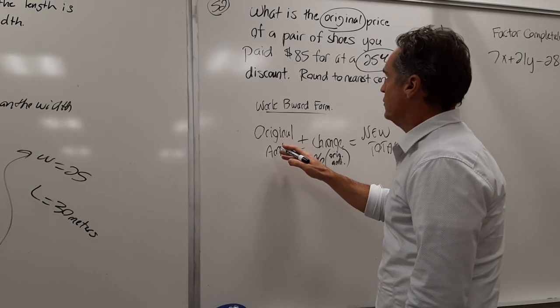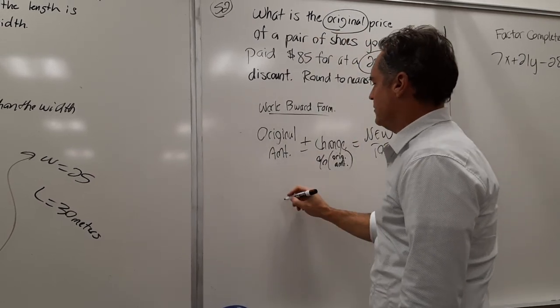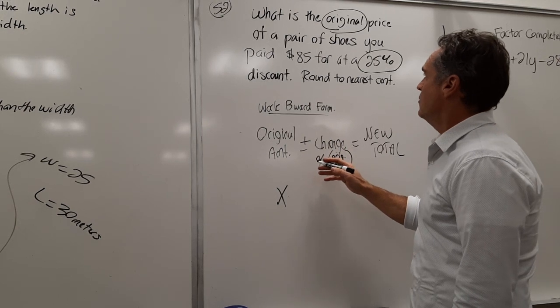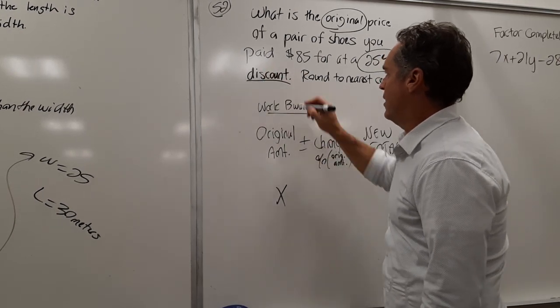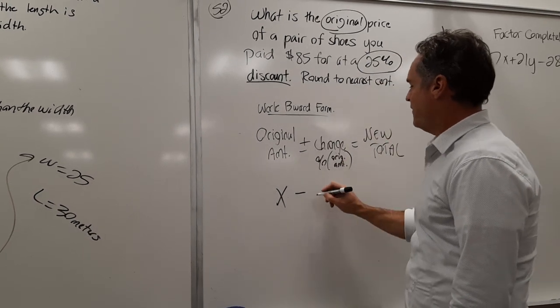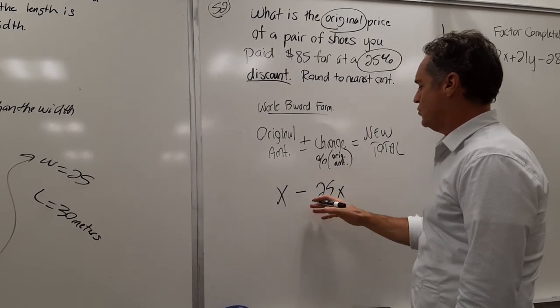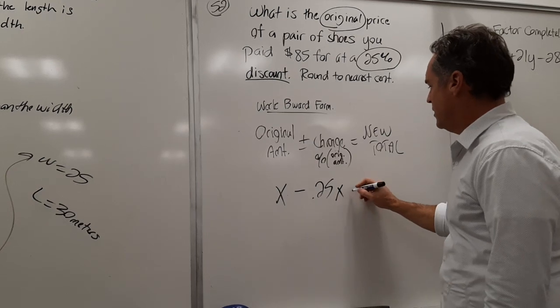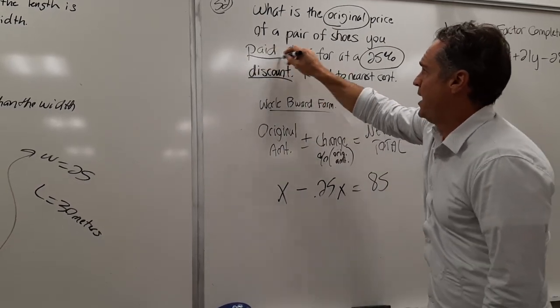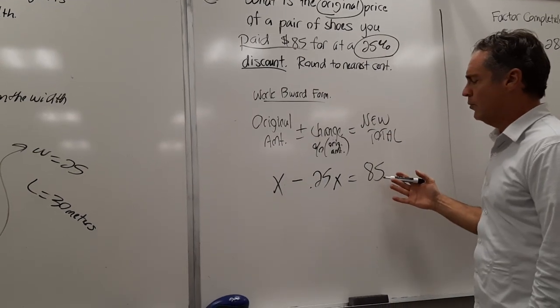We don't know the original amount. This is what is the original price, so that is x, that's the unknown. Are we adding or subtracting? Well, it says here this is a discount. So a discount means minus, we're going to subtract. We're subtracting 25% of the original cost, 25% of x. The new total is $85 because that is what we paid.